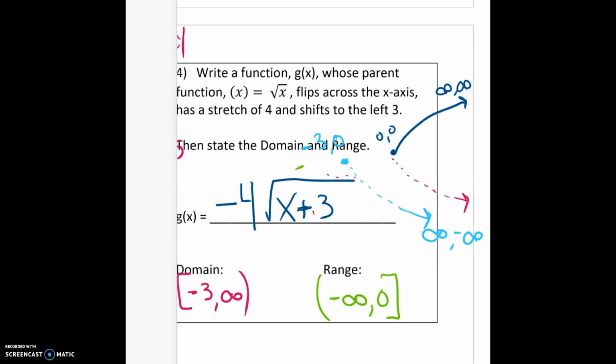All right, let's go ahead and move on to the part with domain and looking at the functions.